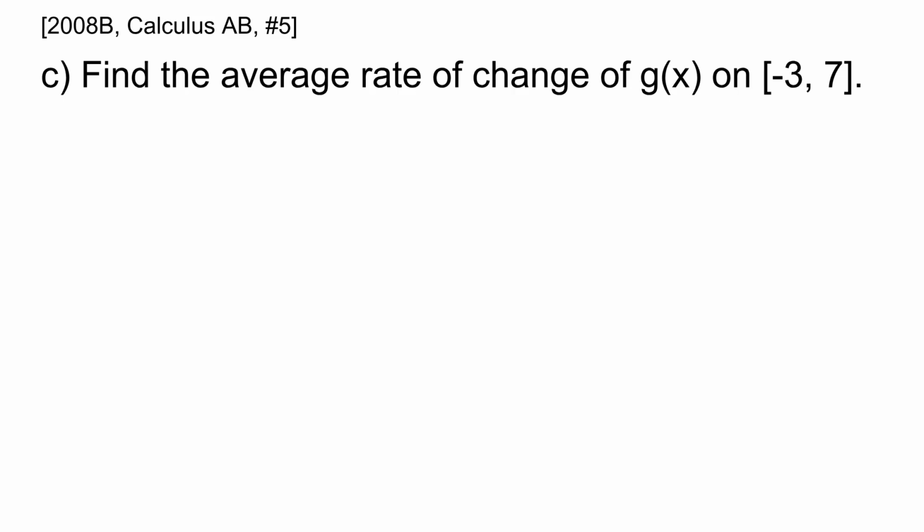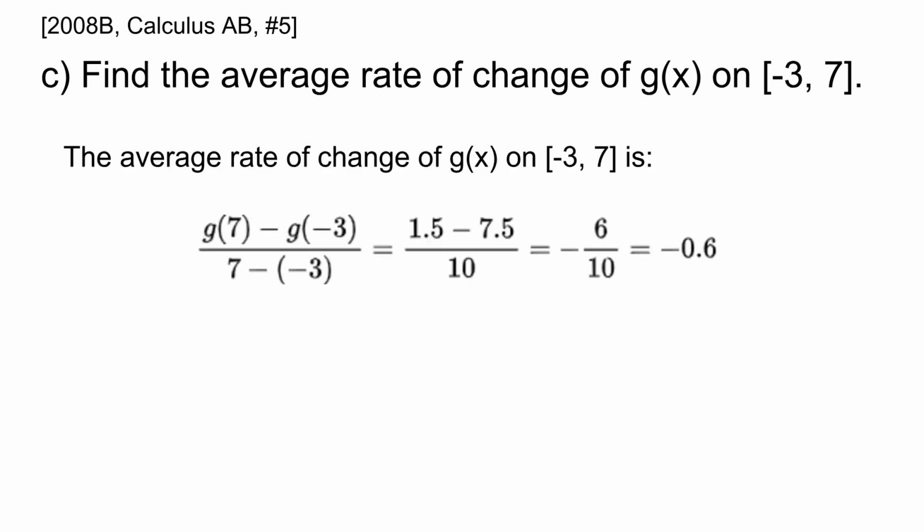In part C of this question, we are asked to find the average rate of change of g of x on the closed interval from -3 to 7. The average rate of change is going to be g of 7 minus g of -3 over 7 minus -3, which turns out to be 1.5 minus 7.5 all over 10, and that gets me -6/10, or -0.6.